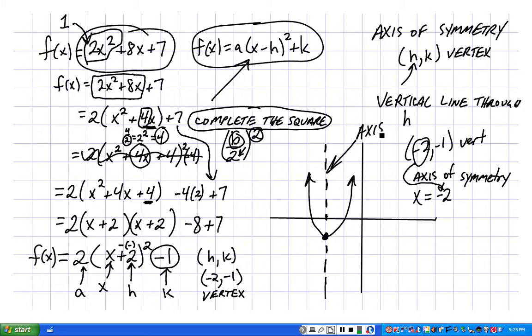Let's try some more problems. So let's go with f of x equals negative x squared plus 6x minus 8. We want to find the vertex, and now we also want to find the intercepts. Well, we're going to put it in our standard form.